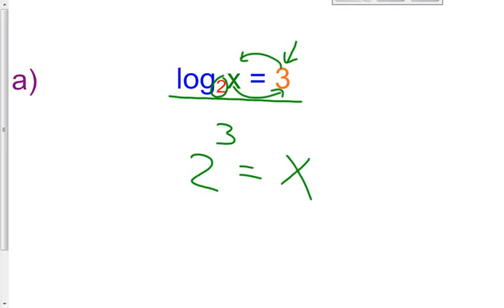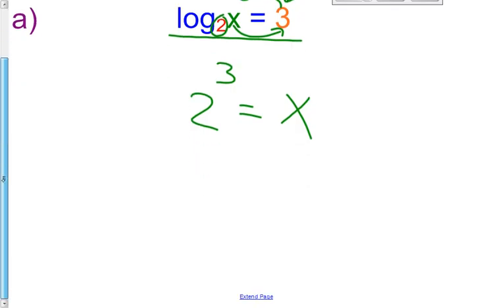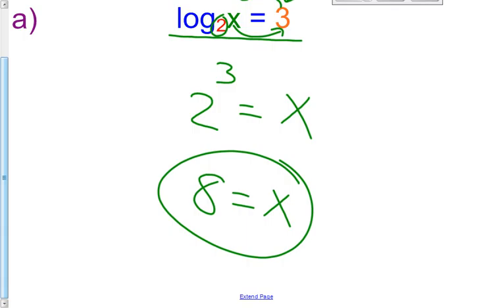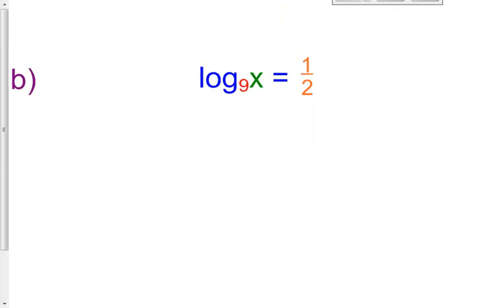So 2 cubed equals x. What is 2 cubed? Well, it's 8. 8 equals x, and I successfully got x all by itself. X equals 8. Let's try letter B. The log base 9 of x equals a half. Well, if this is in logarithmic form, I'm going to change it into exponential. So it's going to be 9 raised to the 1/2 power. That equals x.